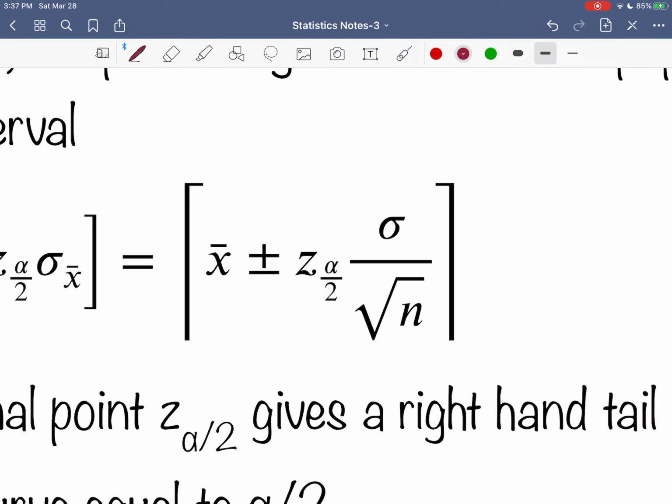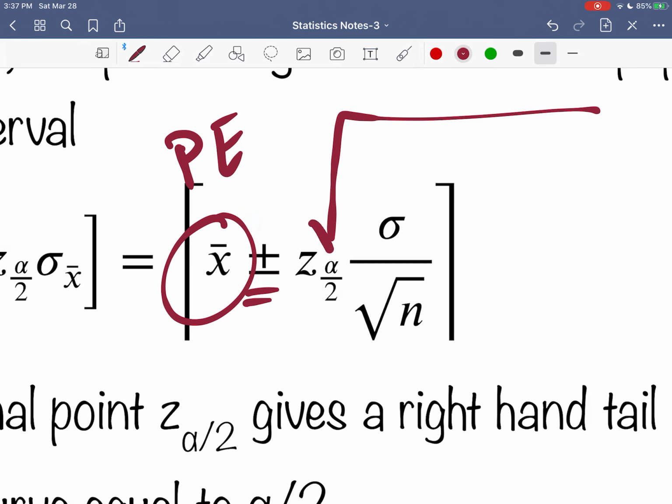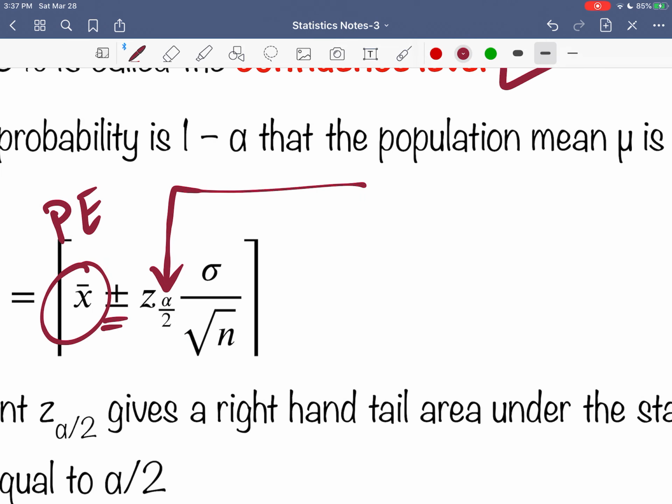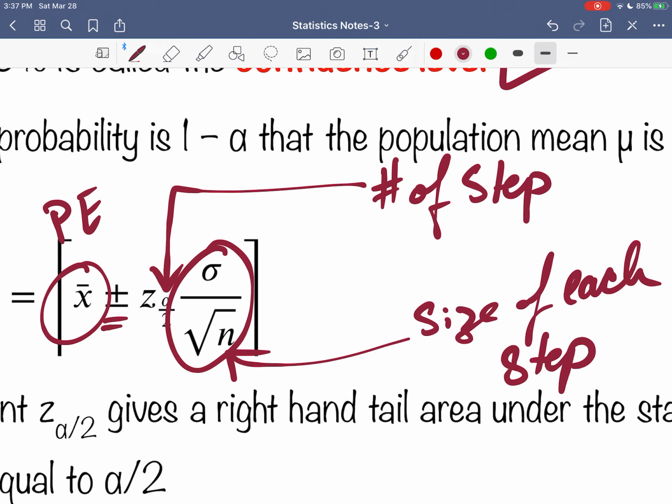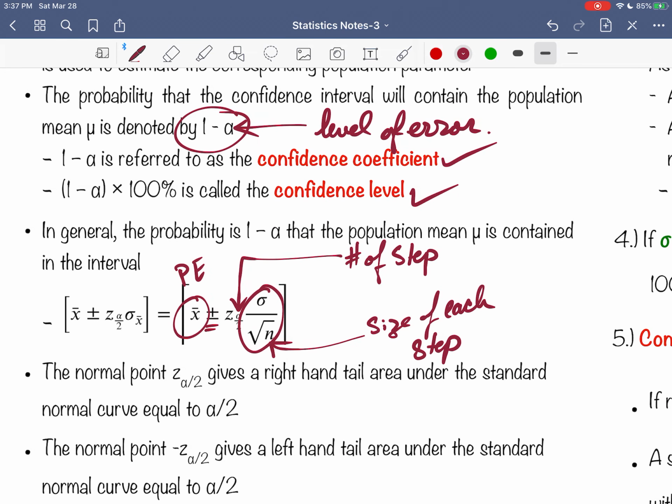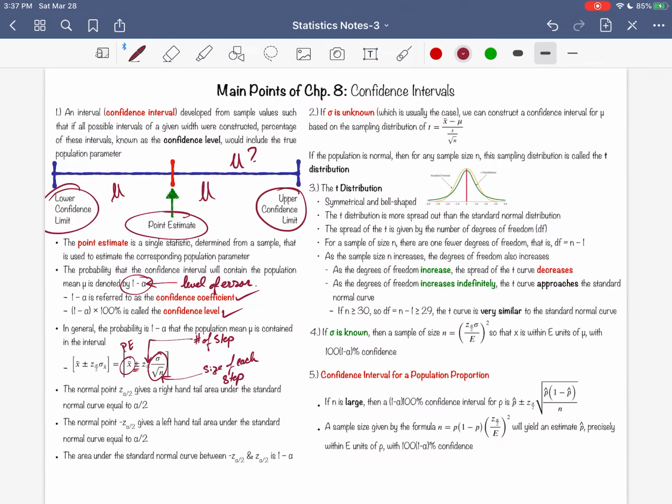And how do you calculate the interval? It simply starts off again with the point estimate, we'll call it PE. And then we're going to add or subtract a normal number. I've talked about this before. I usually give it the analogy of being the number of steps taken away from the point estimate, whereas the standard error here, I called the size of each step. So this should take you to the right and to the left some value, and again within those two values the real population average should be, or in theory should be.